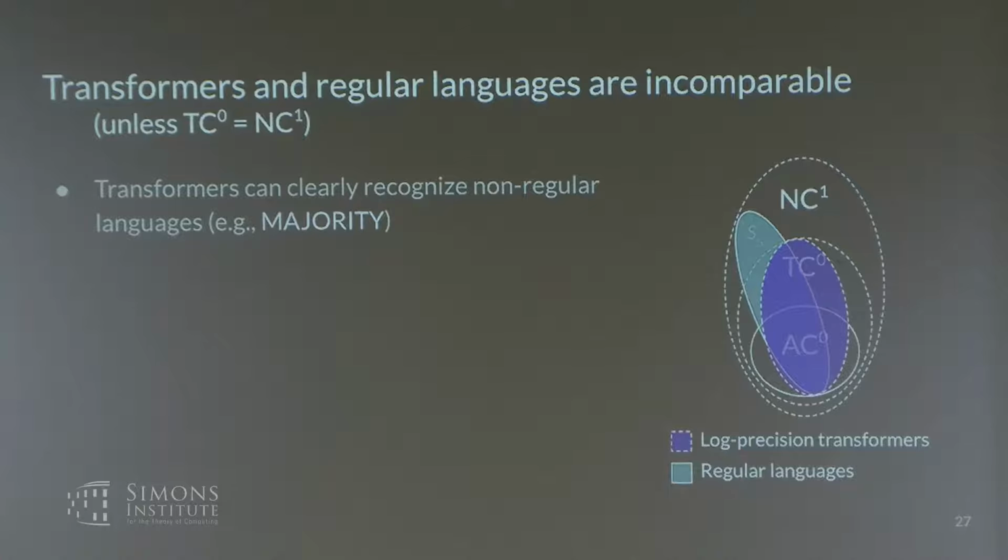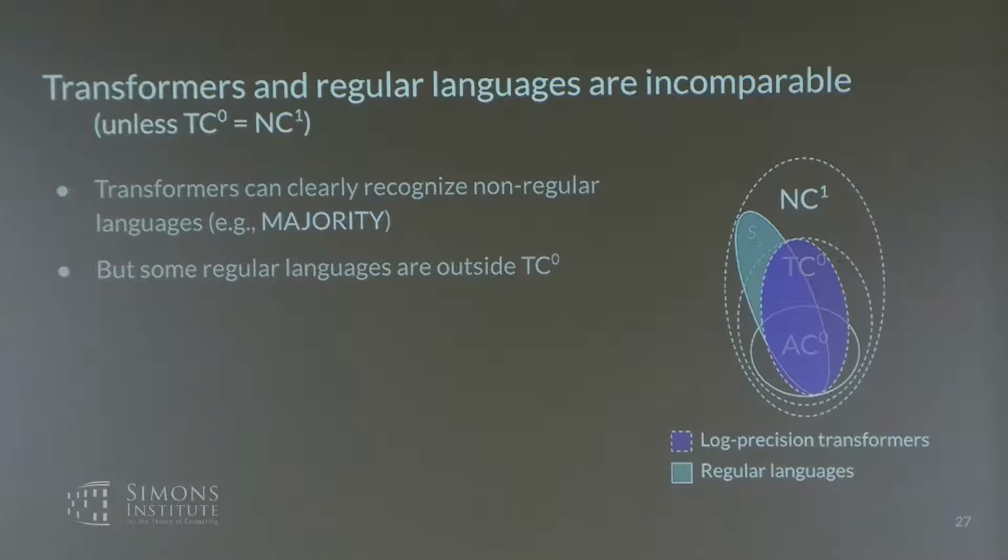In one direction, we know transformers can clearly recognize some non-regular languages. One example is the majority language that I showed you earlier. It's not regular because it involves counting. So that's one direction of incomparability. In the other direction, under this TC0 not equals NC1 conjecture, some regular languages are outside TC0.